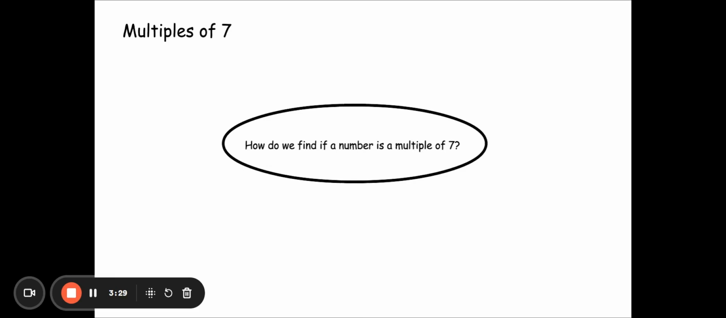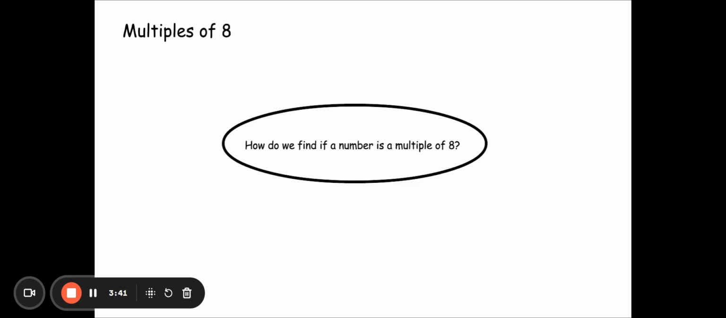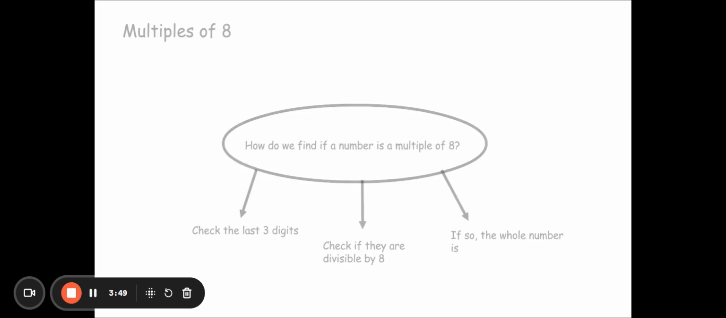Then we'll go to multiples of 7. How will we find a multiple of 7? Well, there isn't really a cool trick to find multiples of 7. We have to divide the whole number to find out, which is very tedious. Luckily, there is a trick for multiples of 8. We check the last 3 digits first. If they are divisible by 8, then the whole number is divisible by 8. For this, we can check examples from multiples of 4.